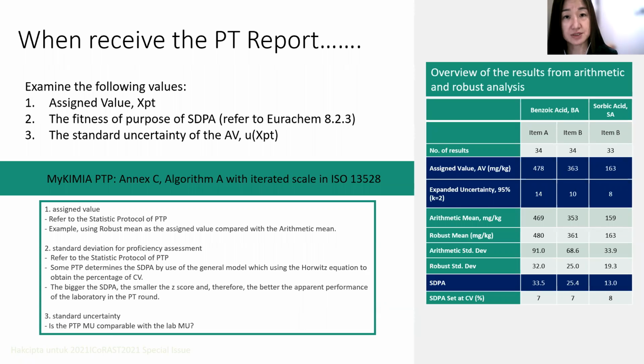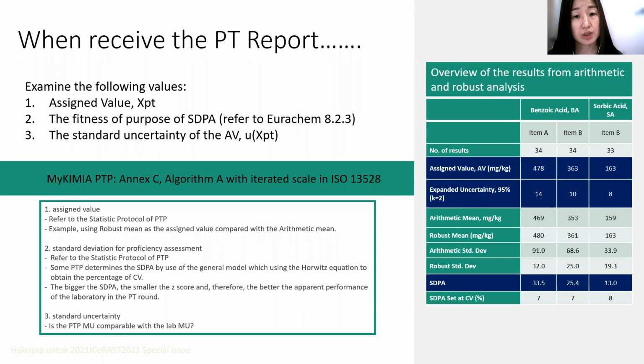Depending on a number of factors, participants need to declare expanded uncertainty. When the laboratory receives a PT report, they need to examine the following values: the assigned value, the fitness for purpose of the SDPA, and the standard uncertainty. This is an overview of the results from the aromatics and robust analysis. From here, we can see the assigned values for item A and item B for benzoic acid, and sorbic acid for item B.